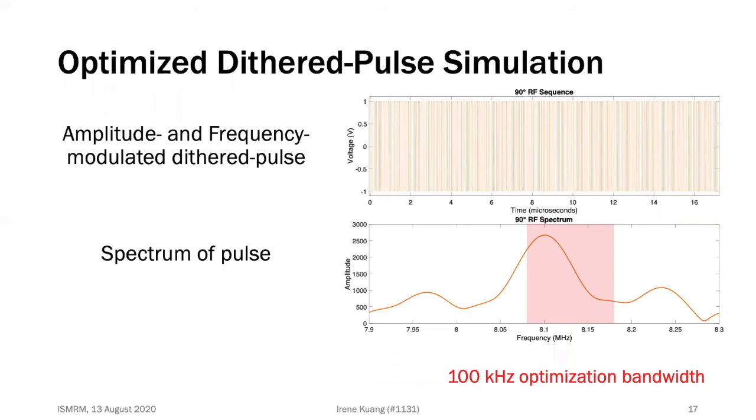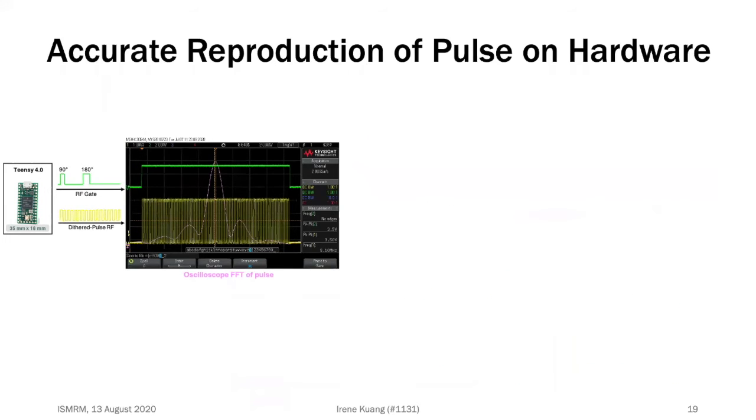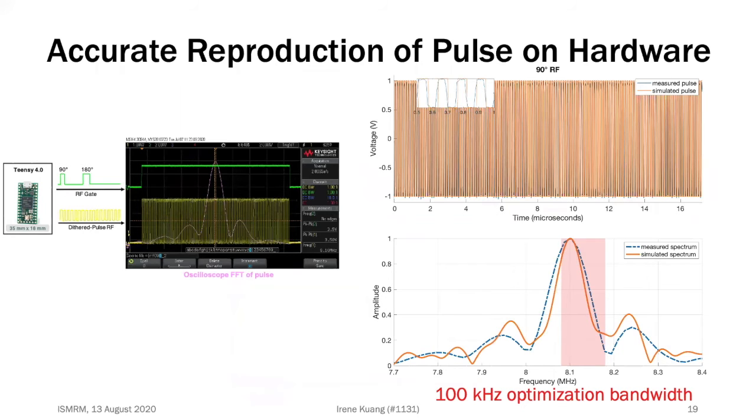Taking the FFT, we obtain the frequency spectrum of our RF pulse, which we use to validate the Teensy generated RF is in agreement with our simulated pulse. We recorded the pulse and its FFT on an oscilloscope. Comparing the measured pulse in blue with the simulation shown in orange, we can see that they are in close agreement in both time and frequency.